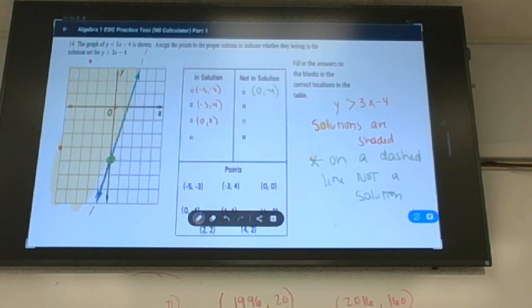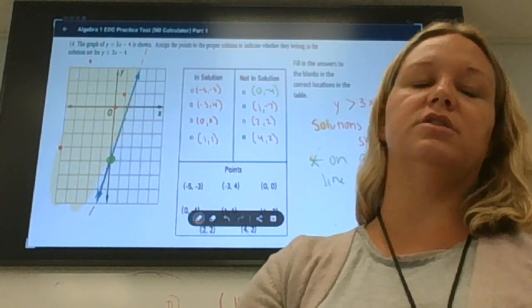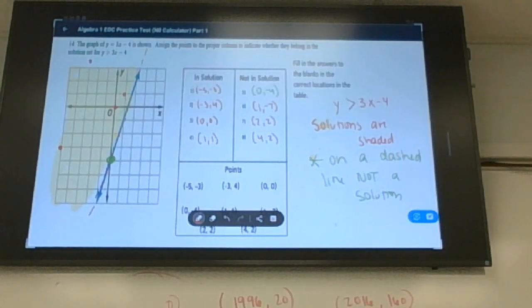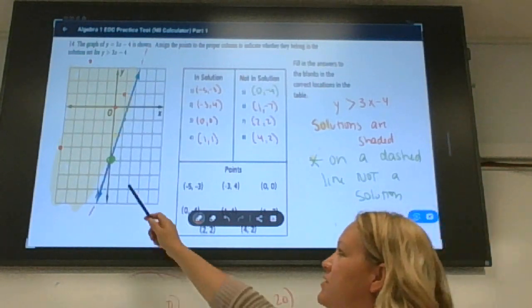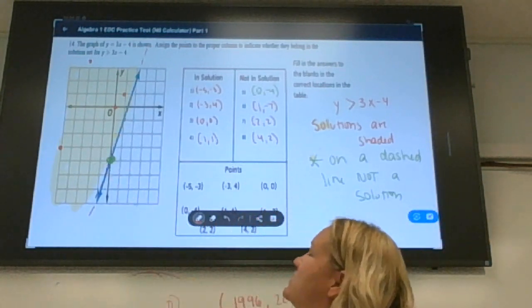1, 1 is a solution. 1, -7, not a solution. 2, 2 on the dashed line, not a solution. And 4, 2, not a solution. Solutions are shaded, not solutions are white. But even more than that, it's the dashed line thing that's important. If it's right on the dashed line, it's no.